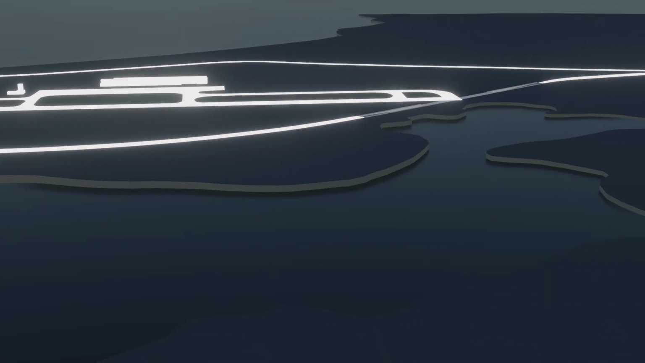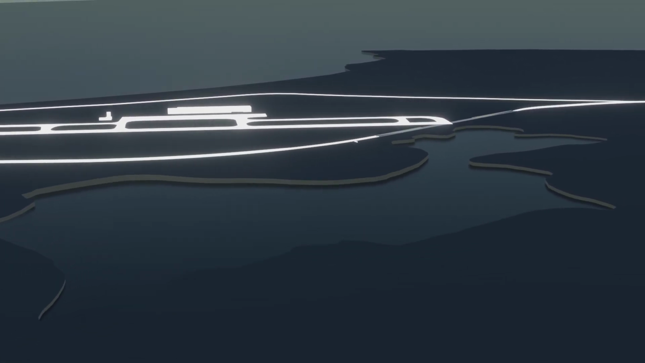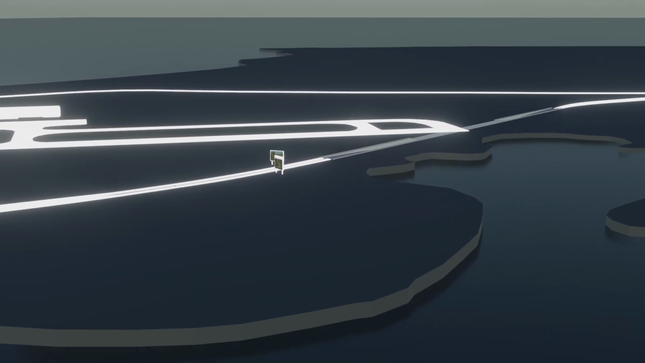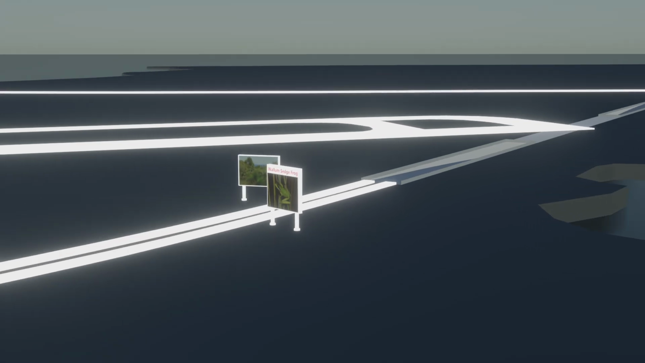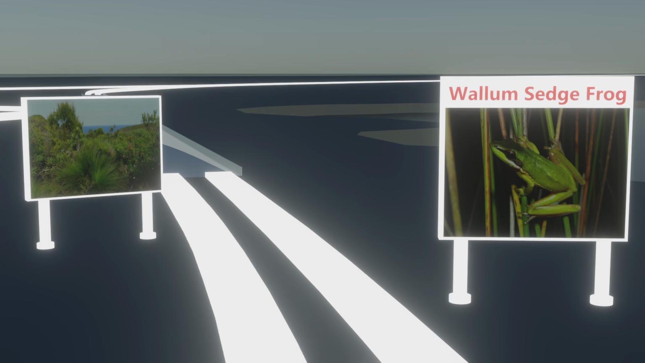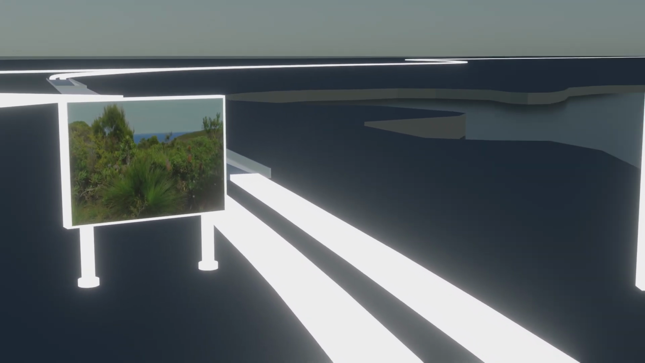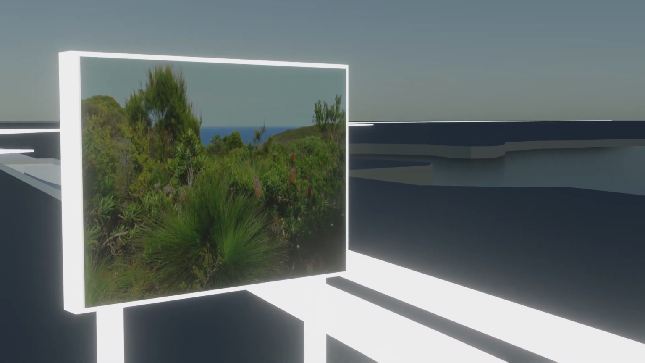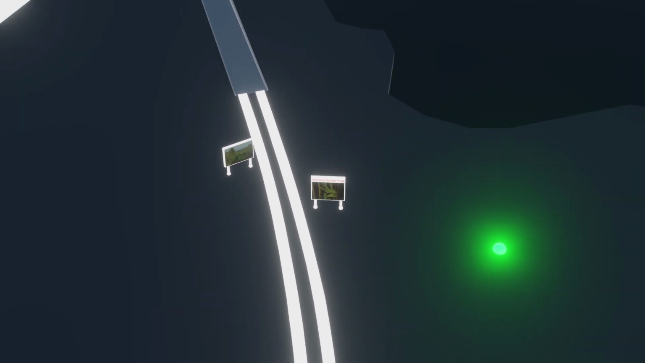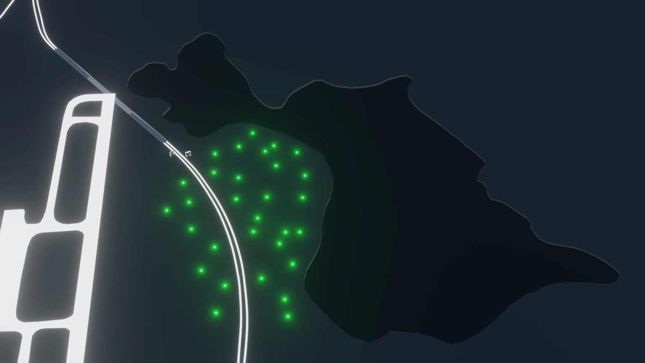To finish off the video, it's worth mentioning the Wallum sedge frog. This tiny, 25 millimeter or 1 inch long frog has a significant population in the wetlands of the Kobaki Broadwater near the bypass. Wallum is an indigenous word for the type of shrubland ecosystem present in this region of Australia. The frog is considered vulnerable, and although the bypass would not destroy a significant area of its habitat, it would split the population on either side of the road.